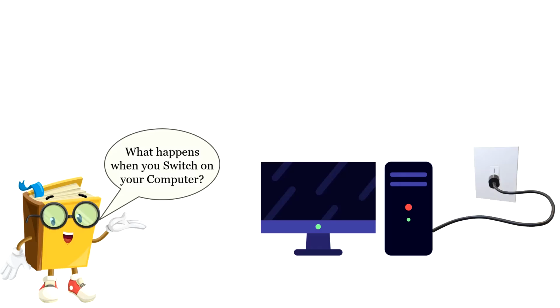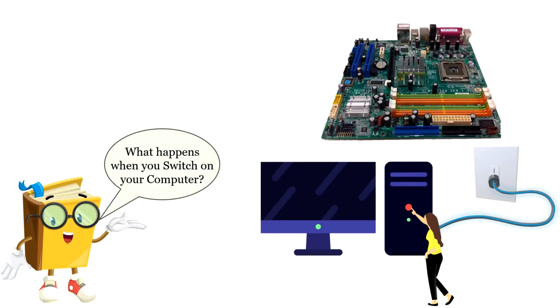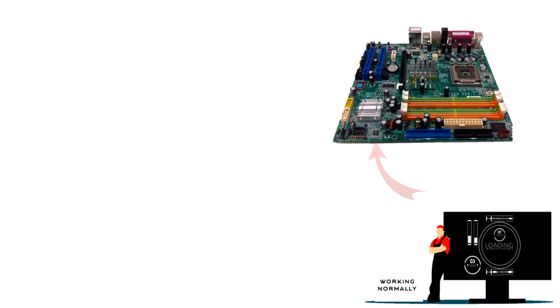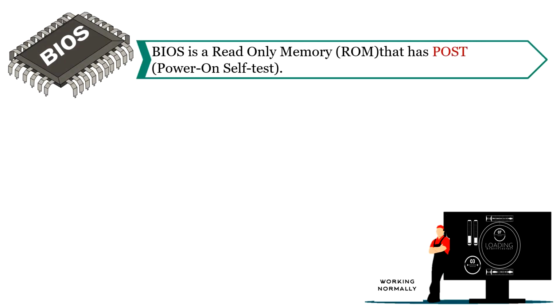Let's take a look at what happens when you switch on your computer. Well, when you press the power button of the CPU, the power is supplied to the motherboard, which actually activates the booting process by distributing the power to all the components of the motherboard. BIOS is one of the components of the motherboard, which is actually a read-only memory and has POST instruction in it, that is, power-on self-test instruction.